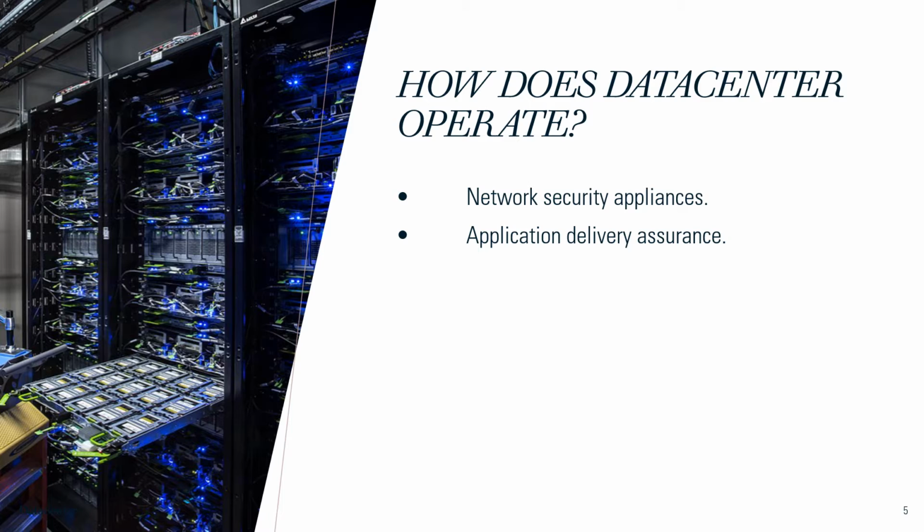Now we need to know how a data center operates. There are two main operations in data centers. Data center services are typically deployed to protect the performance and integrity of the core data center components. The first one is network security appliance. This includes firewalls and intrusion protection to safeguard the data center. The second one is application delivery assurance. It is to maintain application performance. These mechanisms provide application resiliency and availability via automatic failover and load balancing.